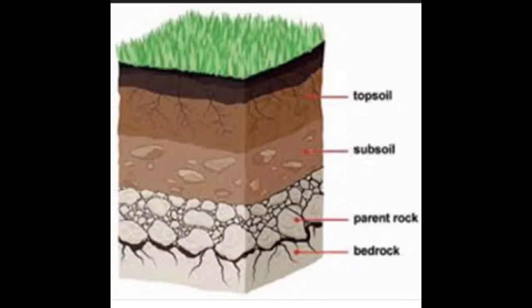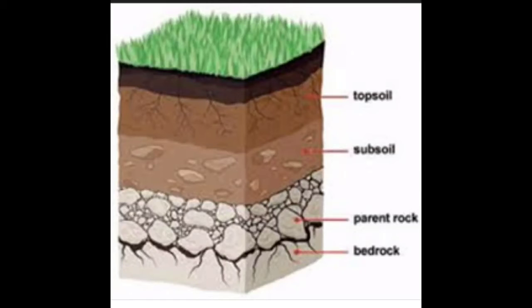The next layer is the subsoil. The subsoil contains rocks, less humus, less water, and less air when compared to the topsoil. The last layer is the bedrock. The bedrock is also called parent rock. This bedrock helps to support the other upper layers.